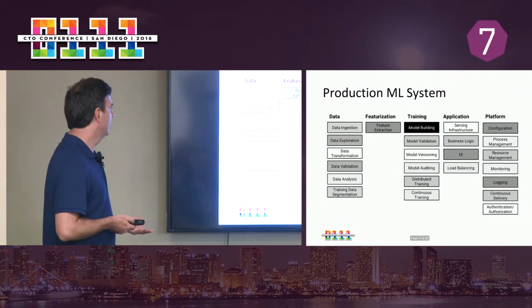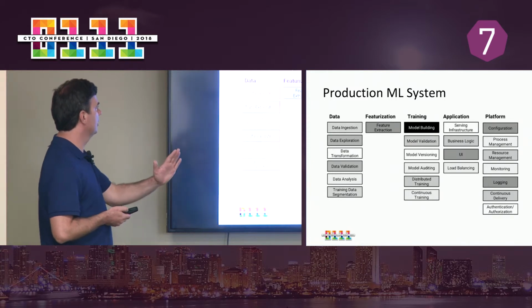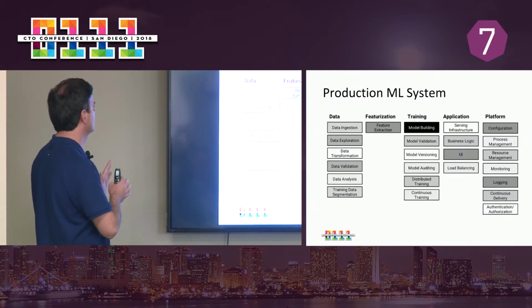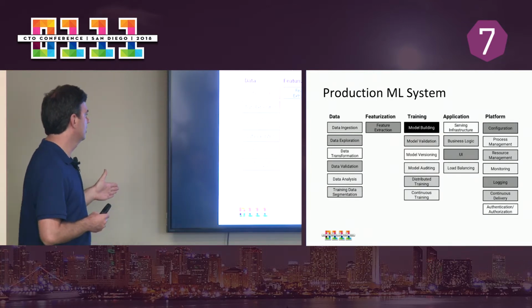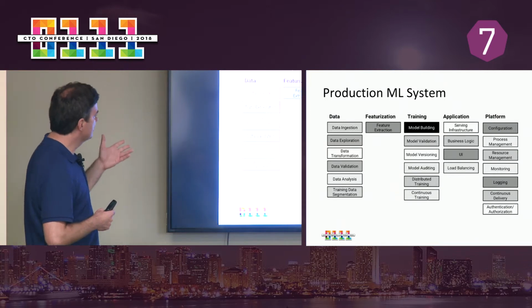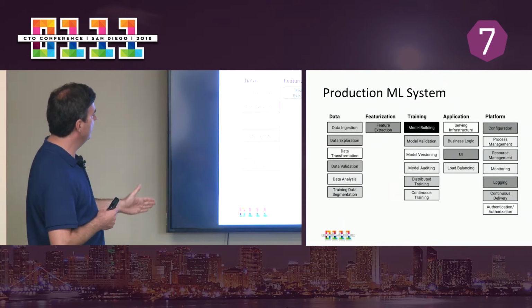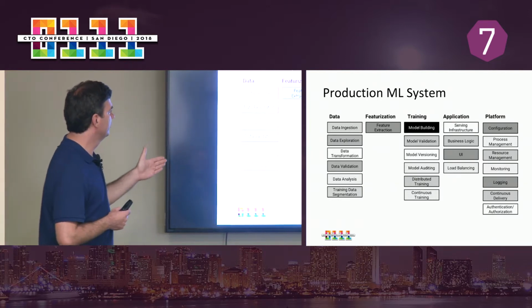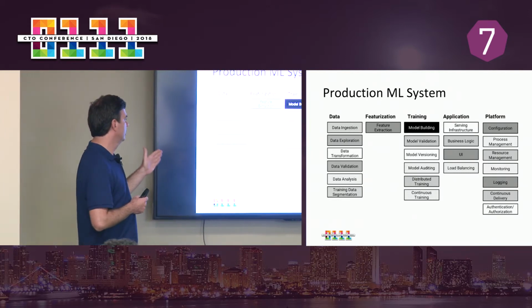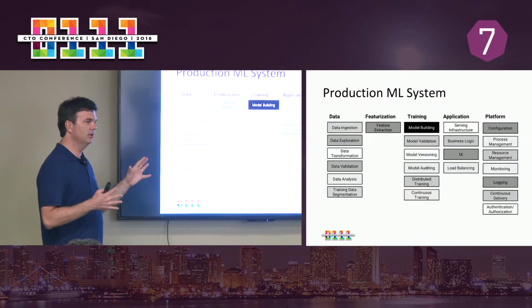And so the production ML system looks like this. You have a set of features to do data ingestion and validation and analysis. Then you have feature extraction. Then you have a training phase. You need multiple services for model validation, model versioning, distributed training. Then you build your model.